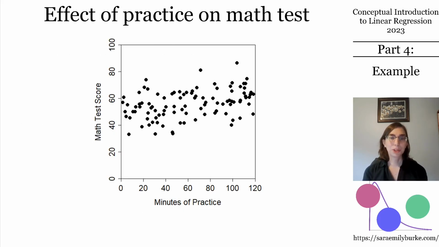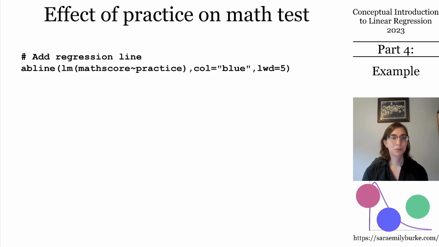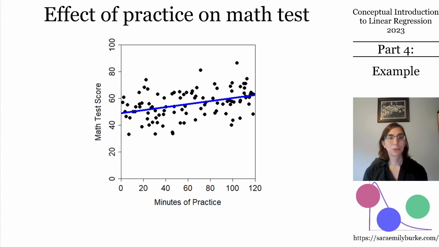Here's a scatter plot showing the relationship between minutes of practice and math test scores. Recall from last week that the function abline adds a line to a plot. So here is the regression line, showing that the relationship is positive. But this is just a visualization. How do we get the values of the slope and the intercept, and the hypothesis tests of those values?